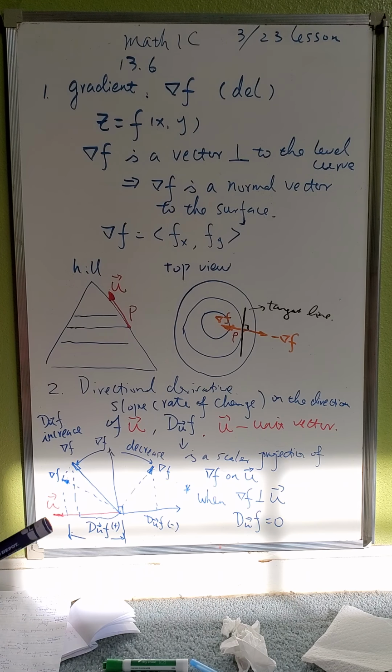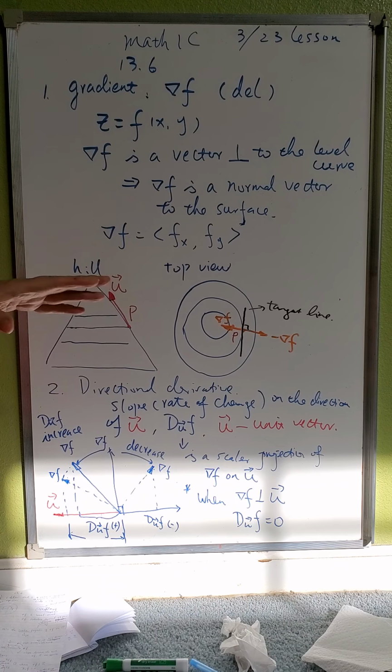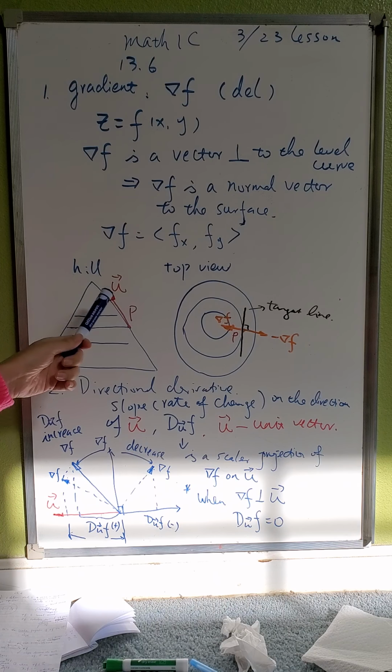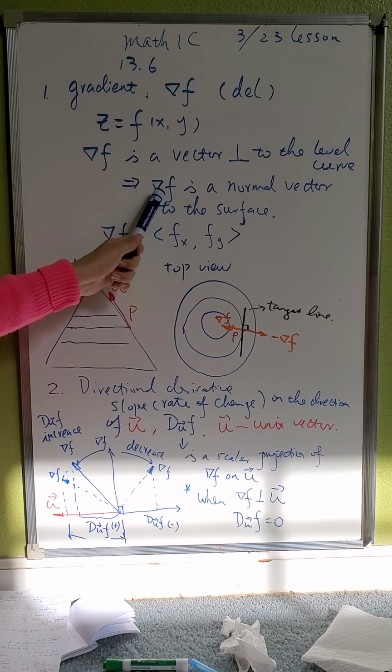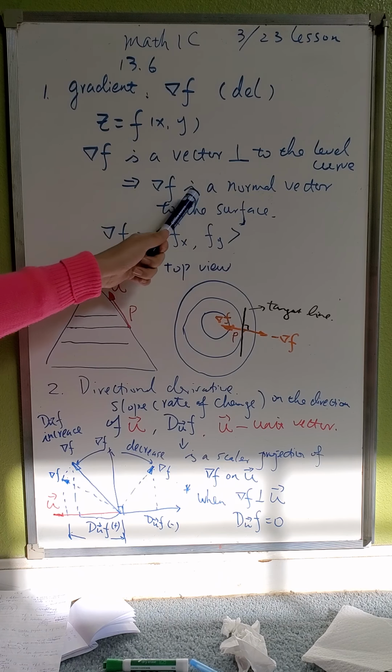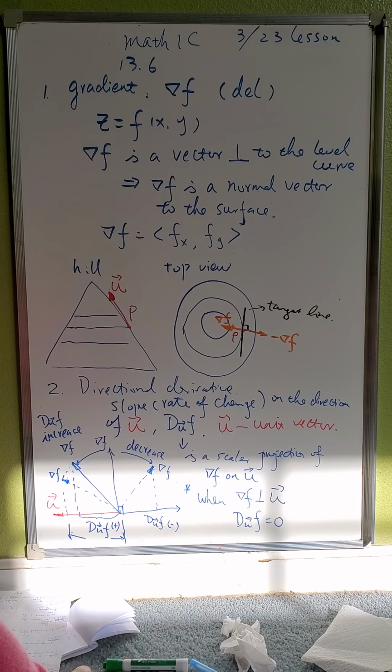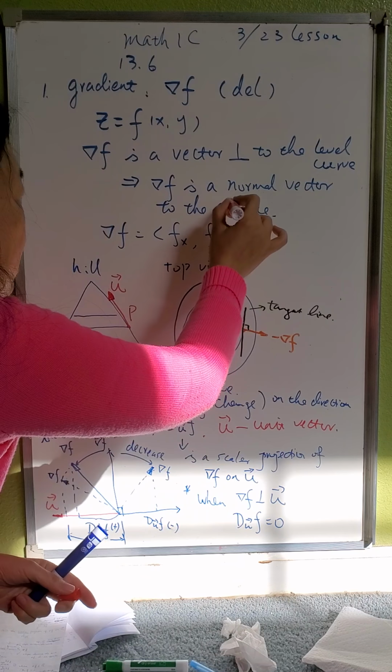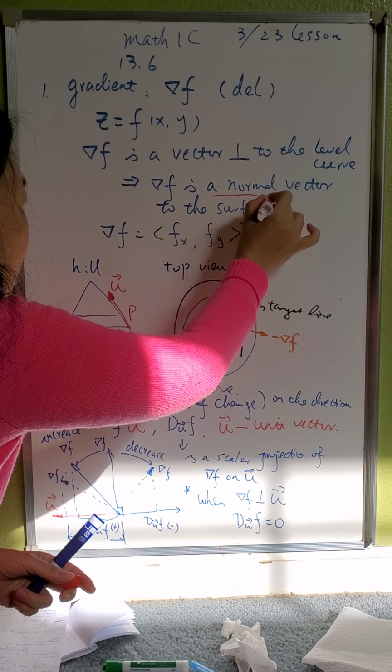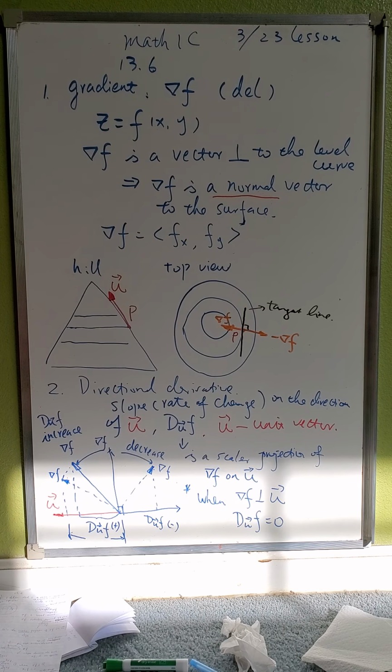We know what a level curve is. It's when we chop the surface, and we have an outline of the chopping part. I will have an example here. That means del f is a normal vector. Now watch this very carefully. This is a normal vector, so this vector is perpendicular to the surface.